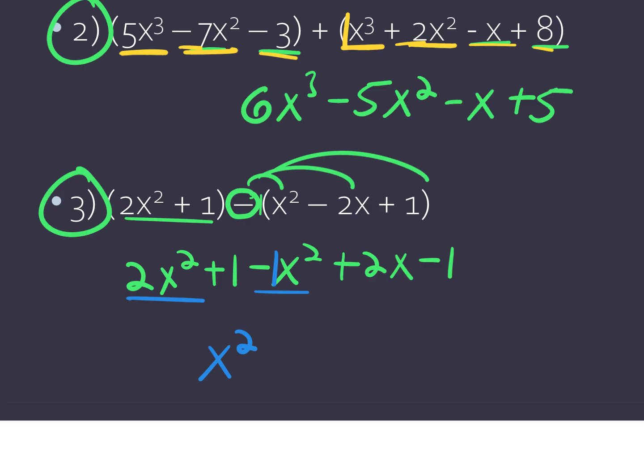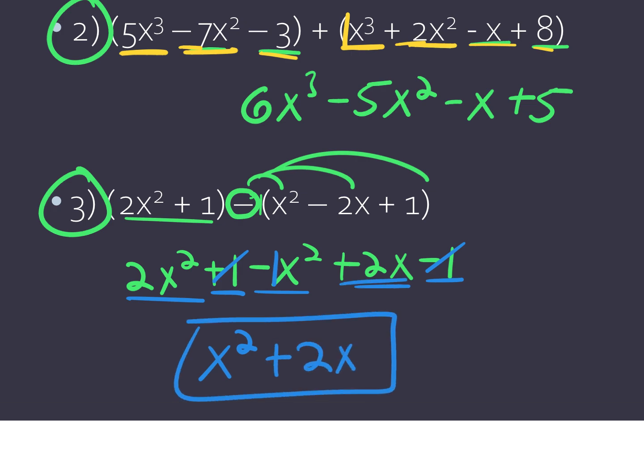All right, do we have other like terms here? Jet, what do you think? Okay, 1 and -1, what happens to those? Good, right? So these cancel out, and then we're left with just a plus 2x. So I'm going to do plus 2x, and then we get this as our final answer.